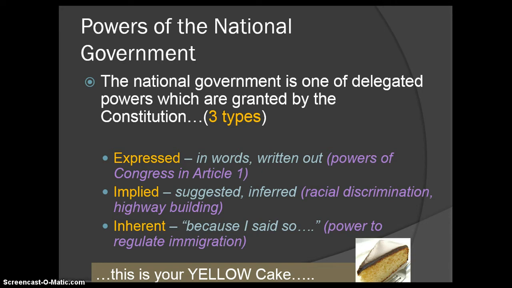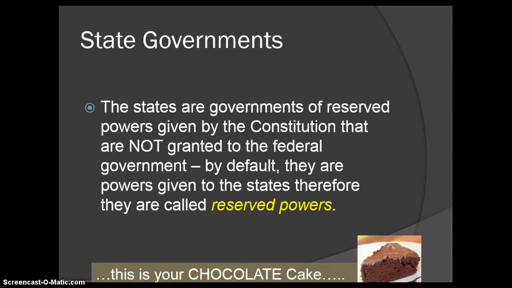So in our cake analogy, this is your yellow cake. This is the basis of our country. That is the national government. State governments are reserved powers that are received by the Constitution that are not granted to the federal government. So meaning, if a power is not specifically stated and given to the national government, or implied or inherent, it is then reserved or saved for the states.